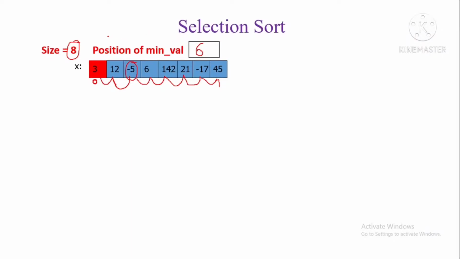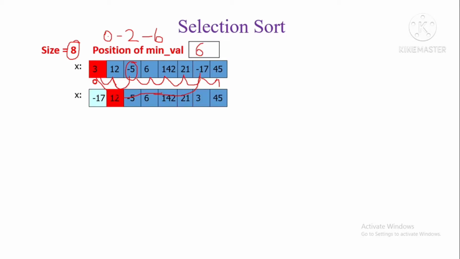Initially the position was 0 and then it became 2, and now at last we got the value 6. That means 6 is the index position where you can get your minimum element. After completing the whole iteration, you are going to swap these two numbers, -17 and 3, because -17 is the smallest element in your array. Simply swap these two numbers. That is what we have done over here. -17 and 3 we have simply swapped.